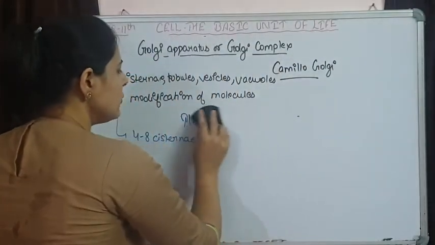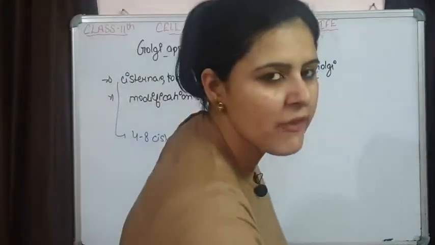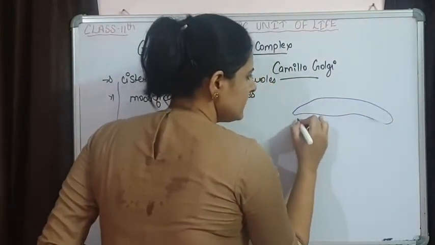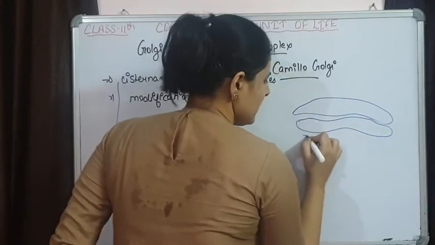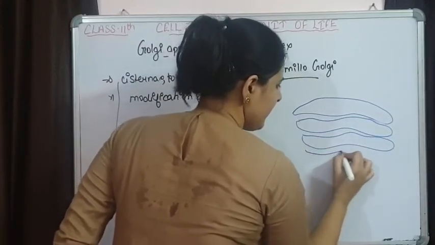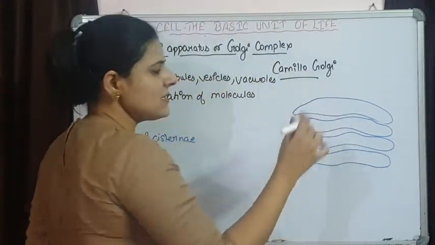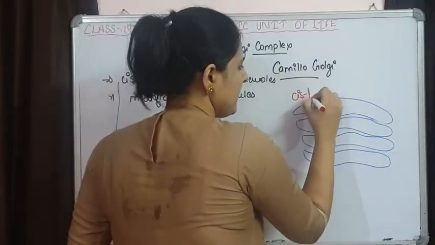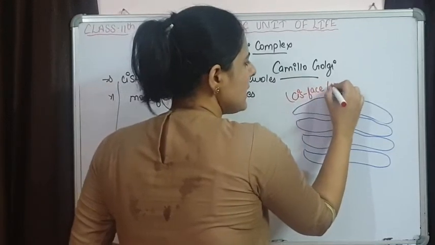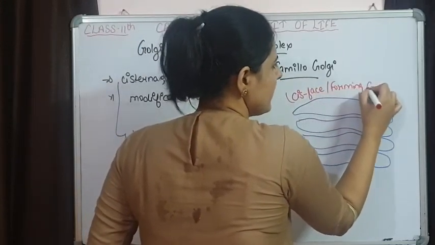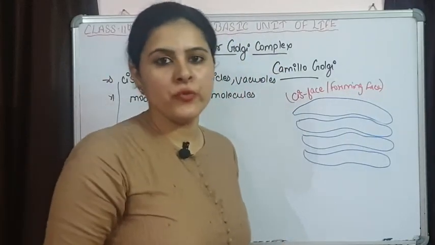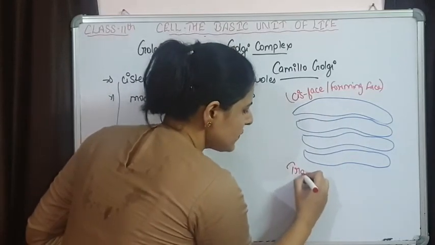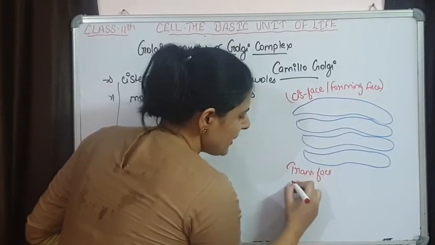See, the most important thing you must know about Golgi bodies is that it has two faces. One face has a convex shape. This face having a convex shape is known as the cis face, or also known as the forming face, or you can say the immature face. The second face of the cisternae has a concave shape, that is known as the trans face or maturing face.